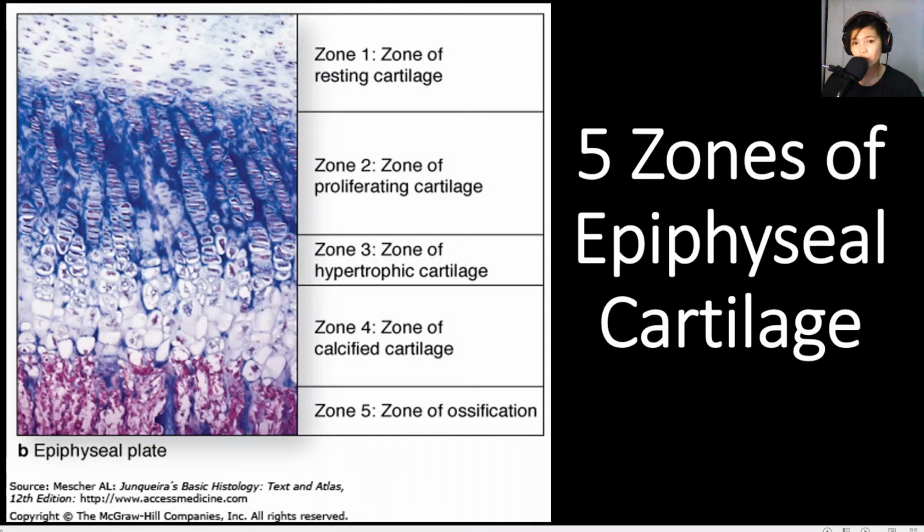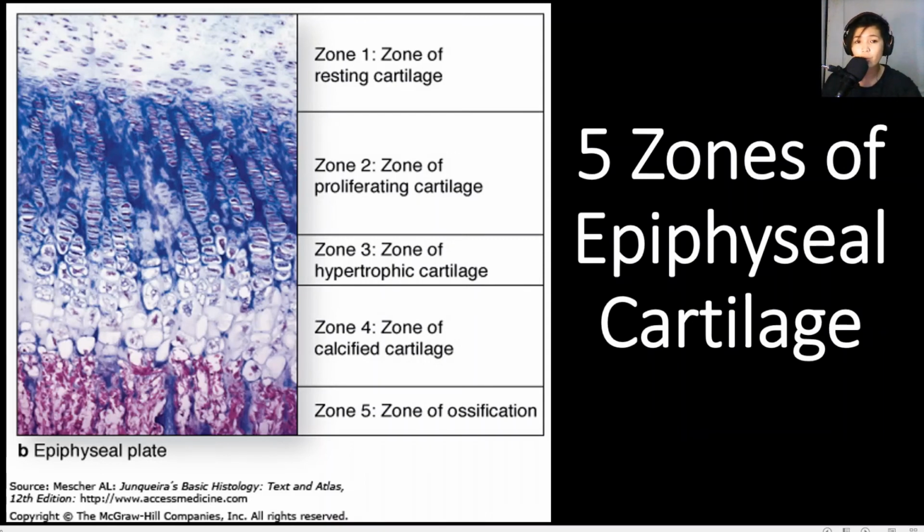And there are 5 zones of epiphyseal cartilage. The first zone is the zone of resting cartilage, in which there are no morphological changes in the hyaline cartilage, and it is the farthest from the primary marrow cavity. The second zone is the zone of proliferating cartilage, in which rapid division of cartilage by interstitial growth forms columns, and the chondrocytes are stacked parallel to the bone axis.